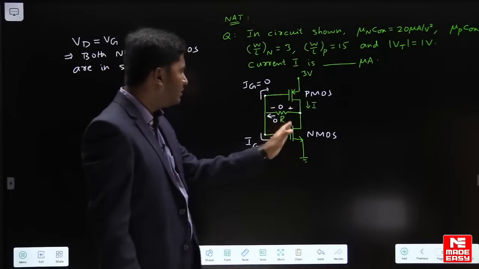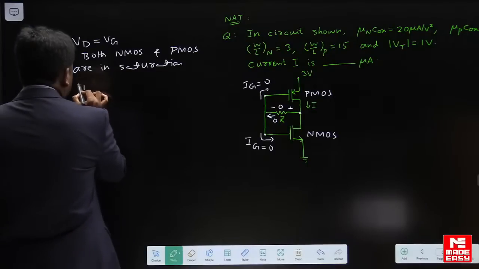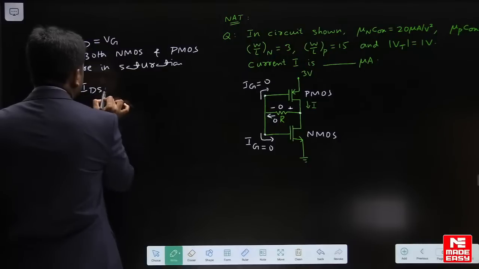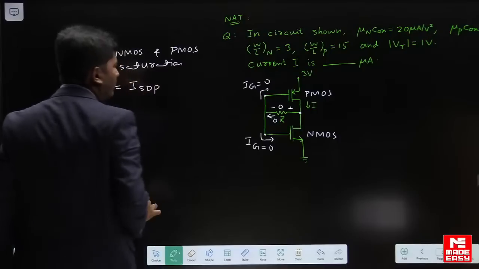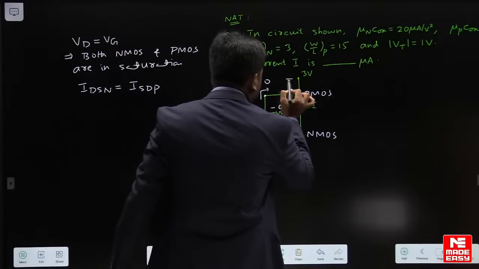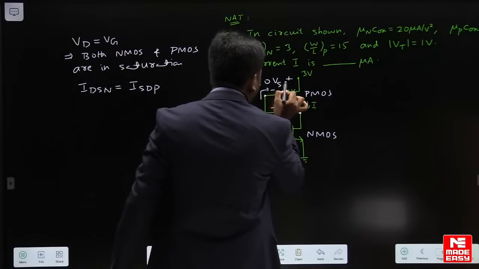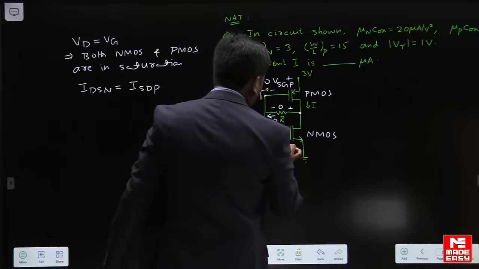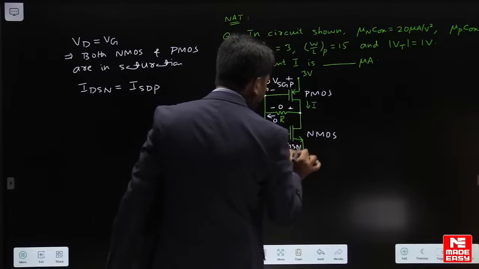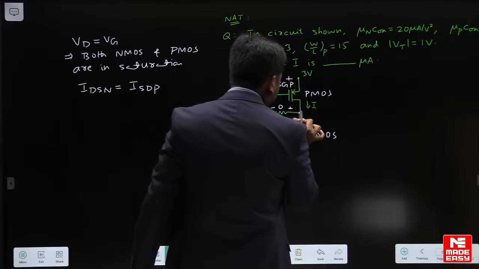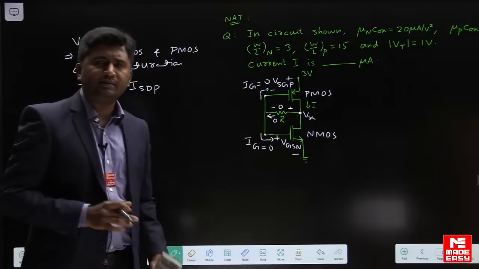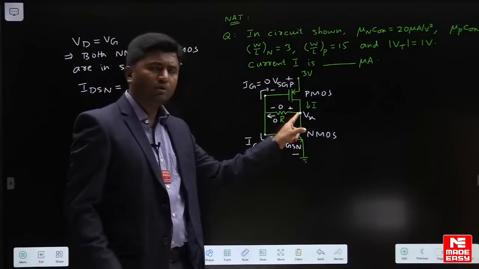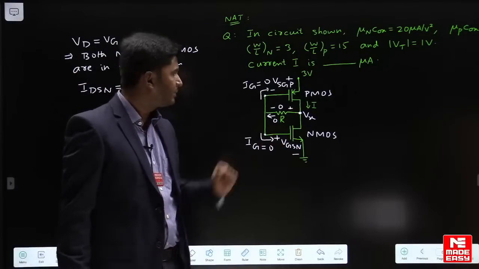तो मैं यहाँ पर दोनों के currents को equate कर देता हूँ. MOSFETs are in series, we can equate their currents. IDSN is equal to ISDP. आप यहाँ पर voltages को दिखा दो. This will be VSG of the PMOS, और यहाँ पर हम voltage को दिखाएंगे VGS of the NMOS. I will assume this voltage as some Vx. This node voltage we don't know, उसको हमने assume किया है as Vx.